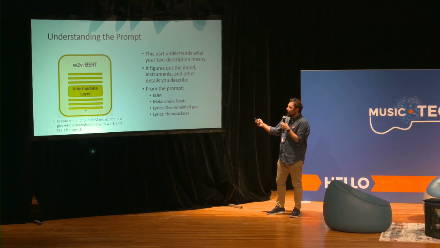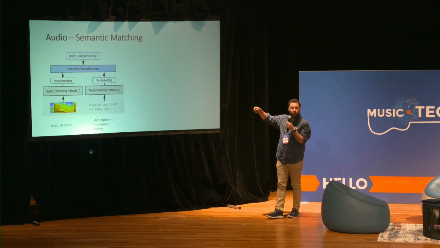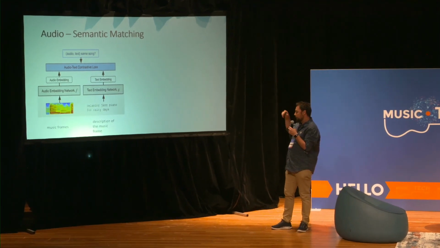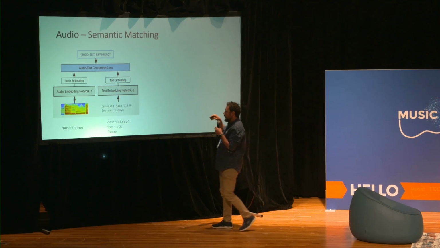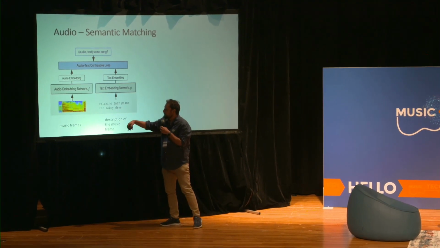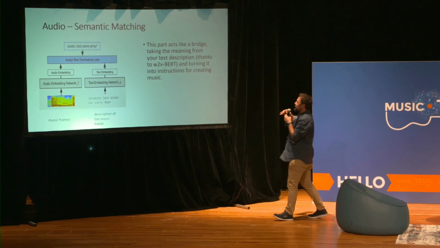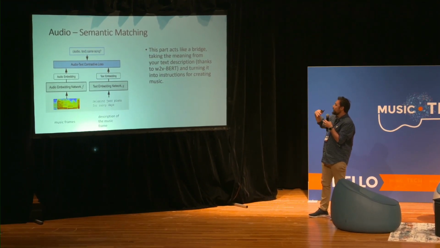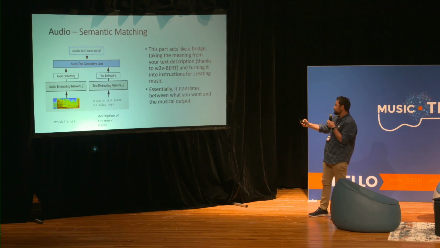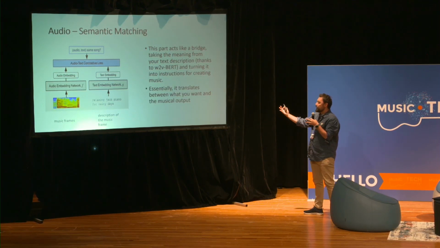Okay. Next up, once we have these semantics, it gives it to the MuLan module, which is music language model. What this model does is, based on the description, it matches an audio. So you can consider this as a bridge from the text description into creating music. Essentially, this translates what you want into the musical output.